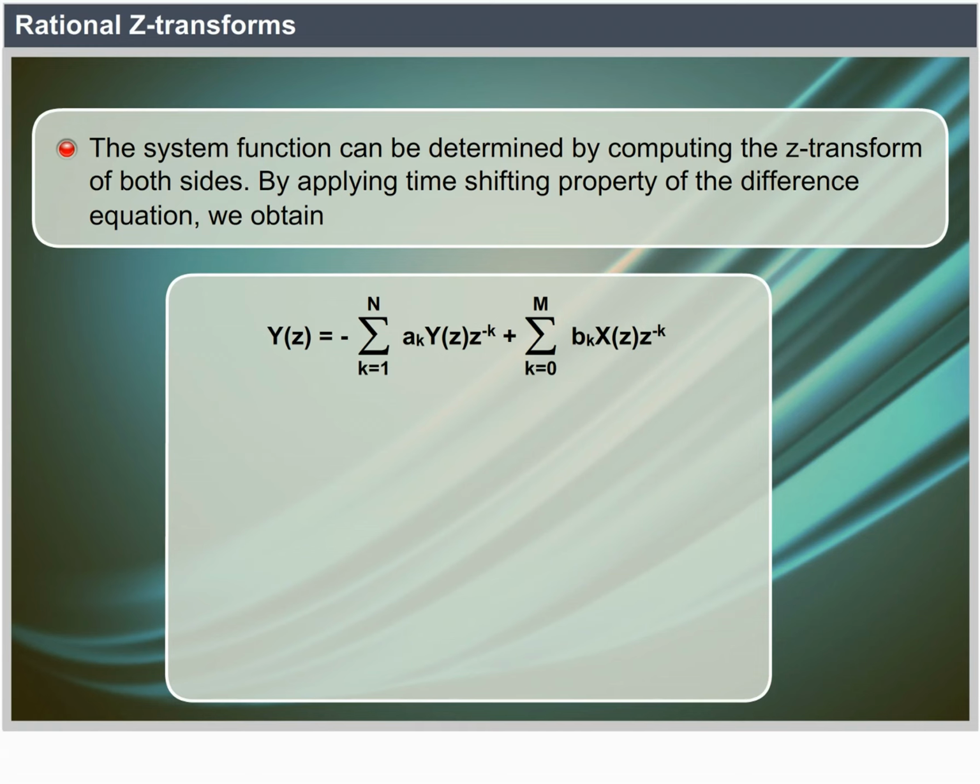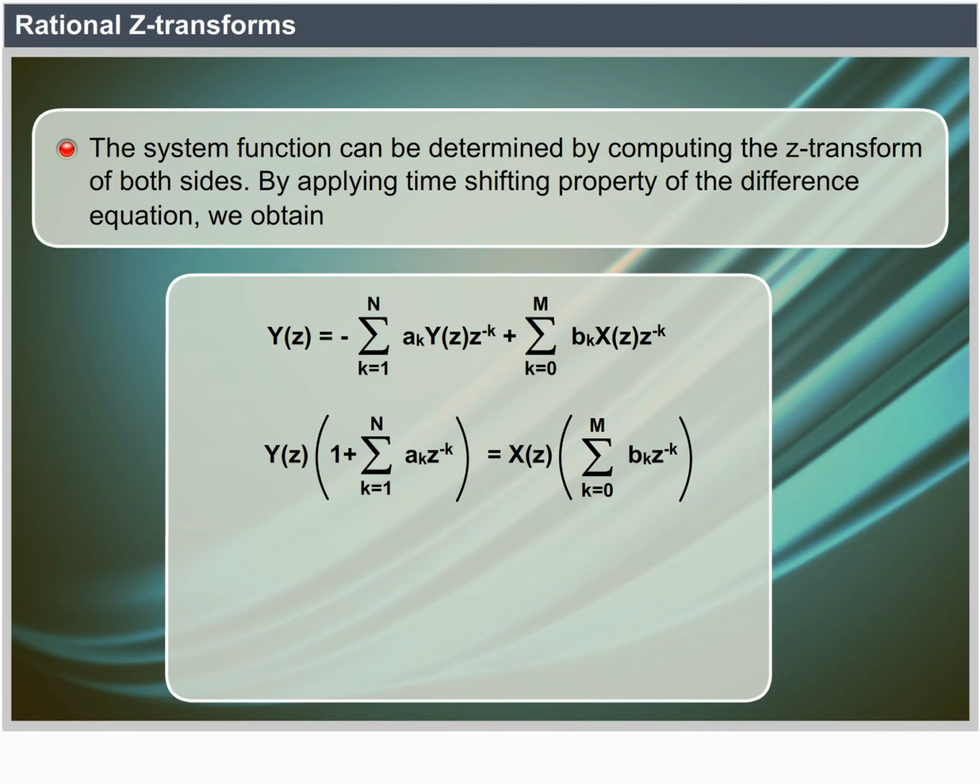Then Y of z into 1 plus summation k equal to 1 to N a k into z power minus k equal to X of z into summation k equal to 0 to M b k into z power minus k.